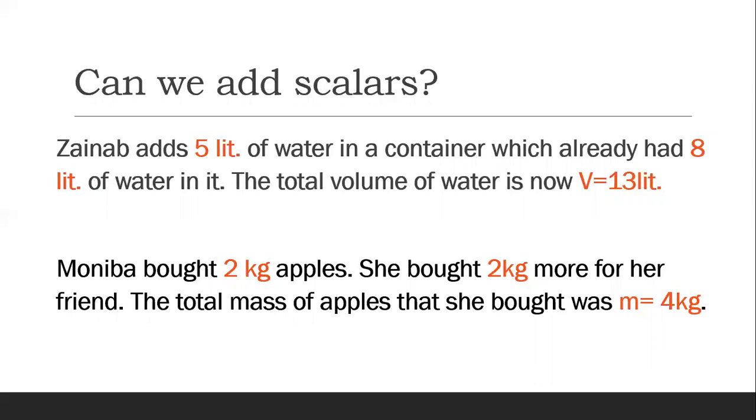So the total mass of apples that she bought was M equal to 4 kg. If you can see in both the questions, you very easily added the masses and the volumes together. So it means you can easily apply arithmetic operations on scalars.